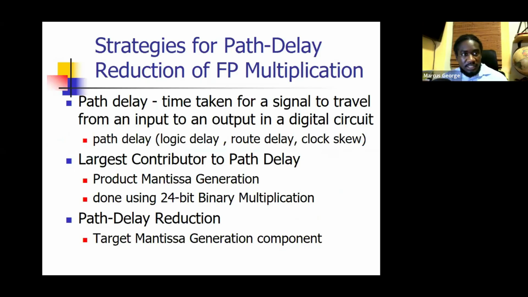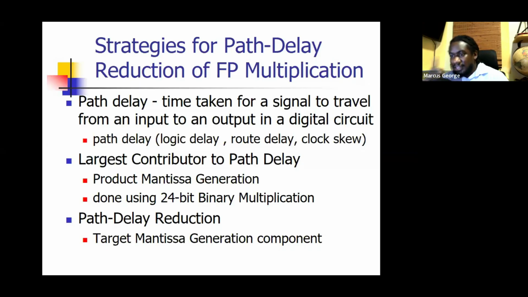It has the logic delay, which is basically the time taken to actually propagate through the logic gates. We have routing delay, which is the time taken to propagate through the wires that are connecting the logic together. And also we have clock skew. Clock skew is basically the spatial variation of the arrival time of the clock in an integrated circuit.